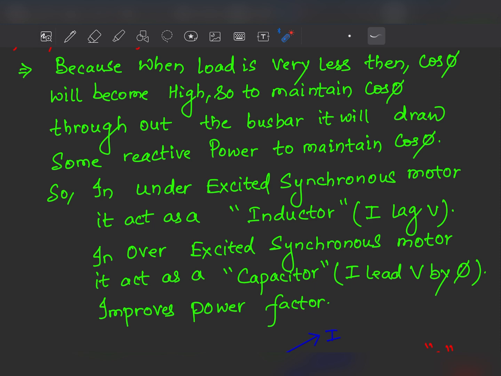Okay, so if it acts as an inductor, at that time current lags V, and if it acts as a capacitor, at that time I leads V. You can read this in 12th also. This is the 12th concept: inductor, capacitor and resistor. In the resistor, voltage and current are in the same phase. At that time the circuit acts as a resistor. And in an inductor, current lags V by some angle, and in a capacitor, current leads V by some angle.